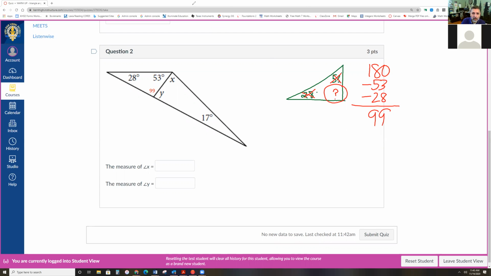So then now I can figure out what y is. You should look at that and say, those two make a linear pair. How do I know it's a linear pair? Because they're on a line, and line is part of linear pair. And again, those two angles add up to 180. So if I want to figure out the measure of y, I just need to subtract 99 from 180.